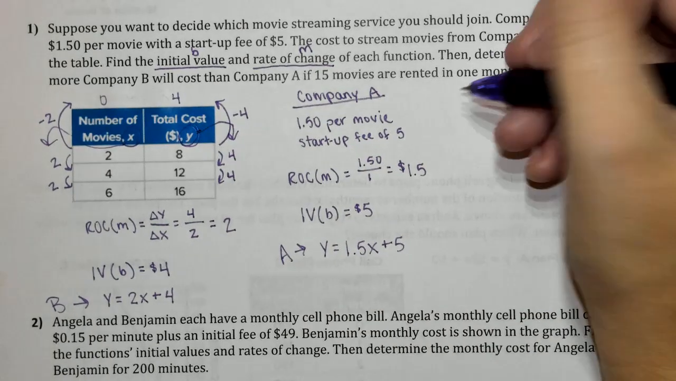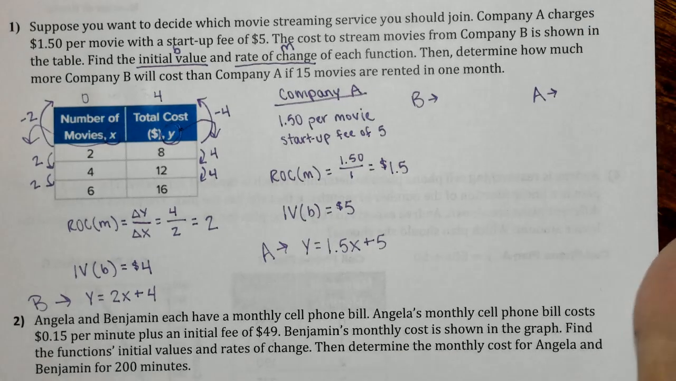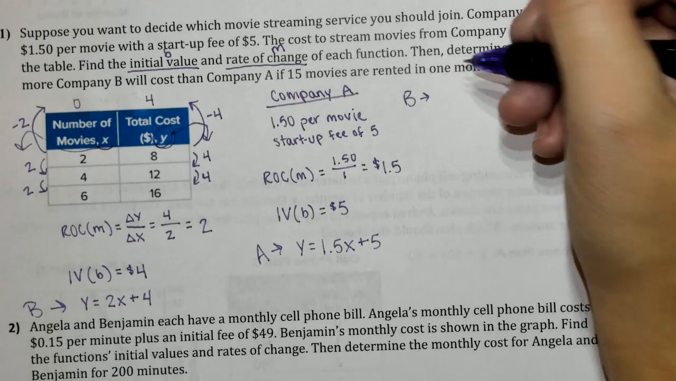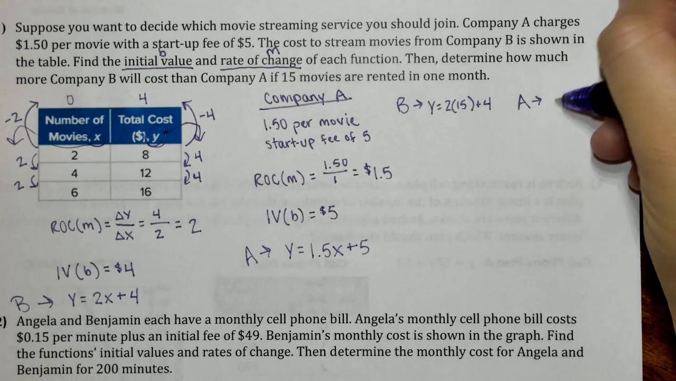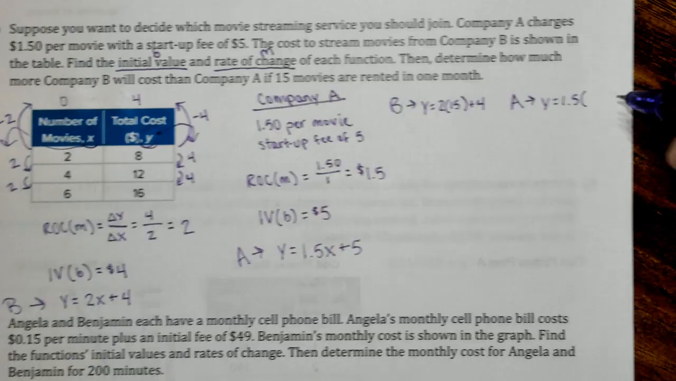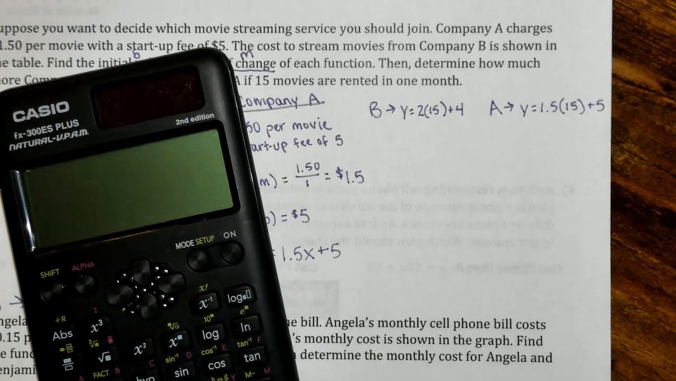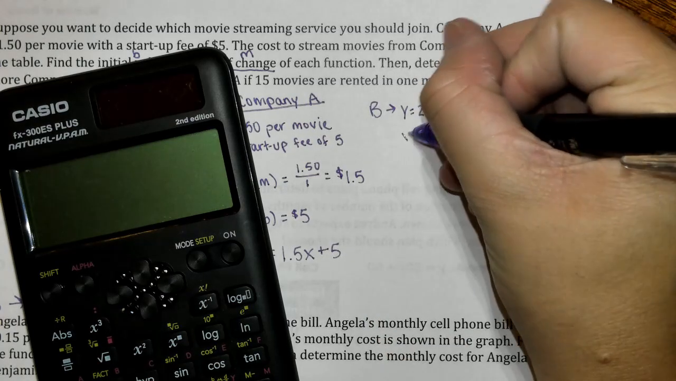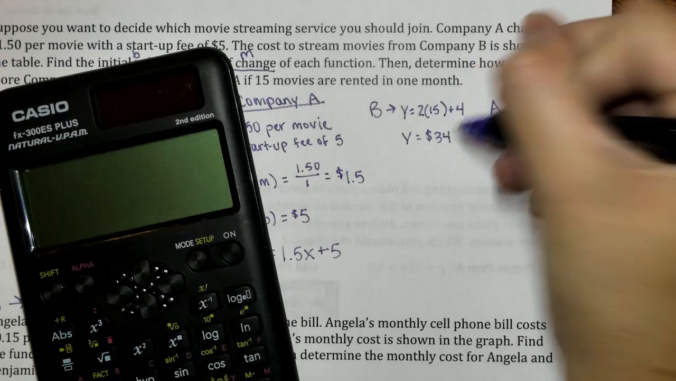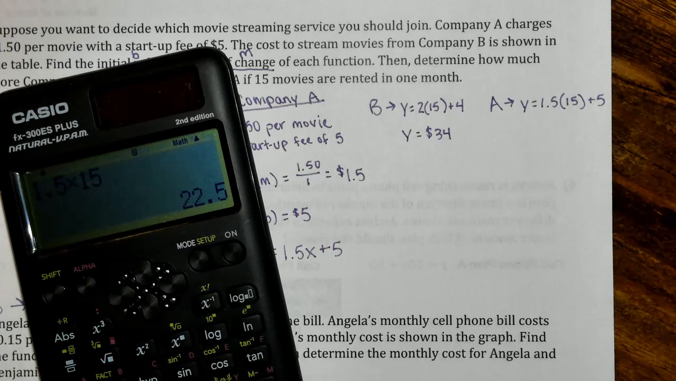So to compare, all I've got to do, I'm going to kind of move this up here. I'm going to plug in 15 for both of our input values. So for B, it was y equals 2x plus 4. And for A, it was y equals 1.5x plus 5. So for B, we know 2 times 15 would just be 30. 30 plus 4 would be $34 for 15 movies. Company A, 1.5 times 15 is 22.5, plus 5 is 27.5.